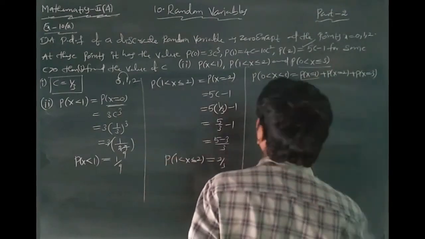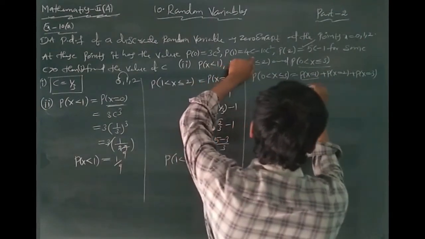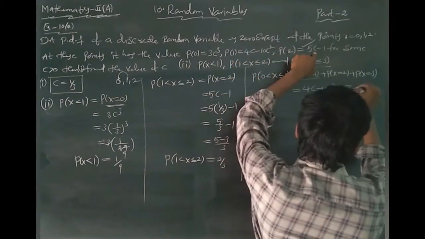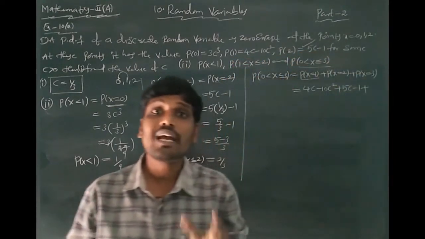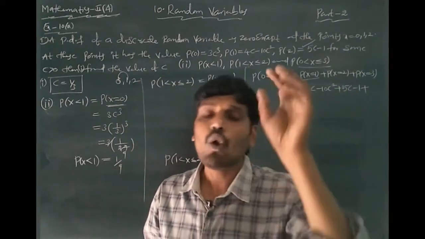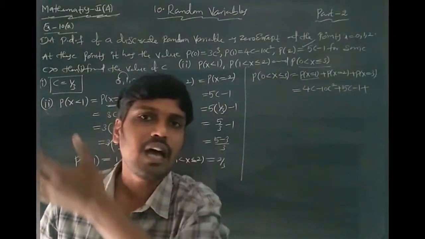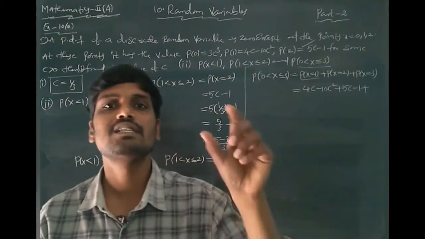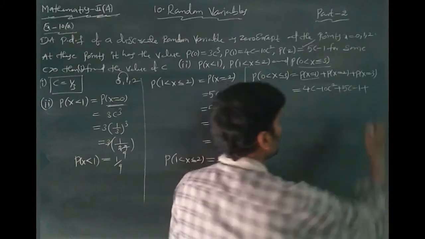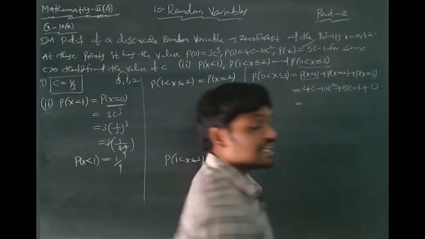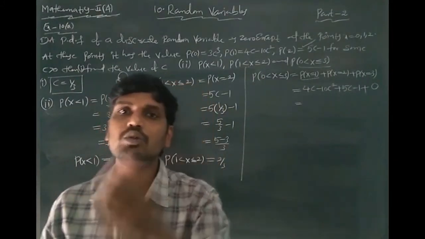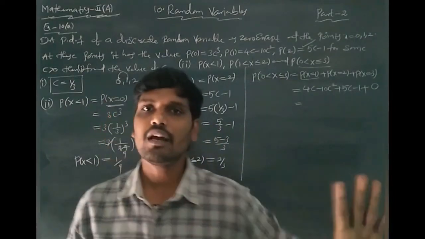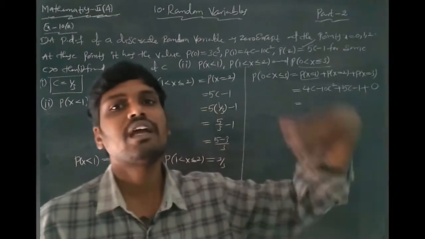P of x equal to 1 is 4c minus 10c square. P of x equal to 2 is 5c minus 1. P of x equal to 3: the range is only 0, 1, 2, so only 3 values are there. 3 is not there, that's why the probability P of x equal to 3 is always 0. Understood or not? Here the given range 0, 1, 2 probabilities are possible. Remaining are impossible, so you can write zeros.